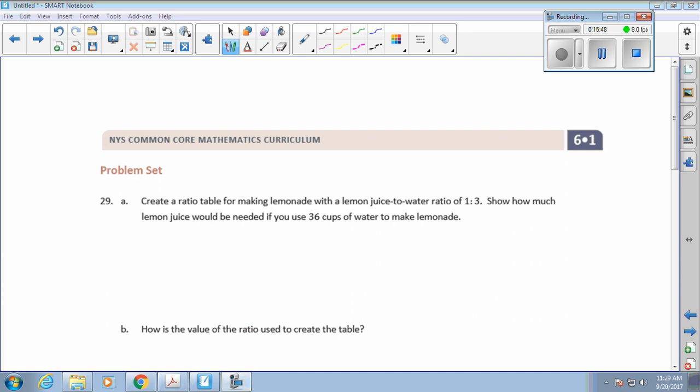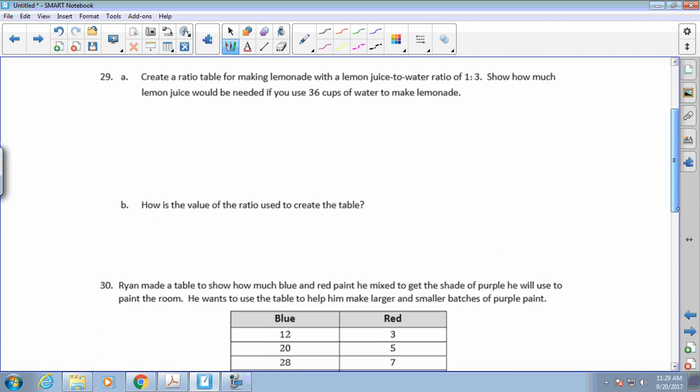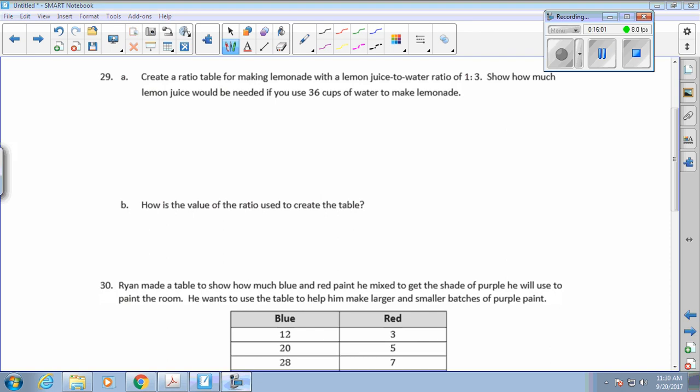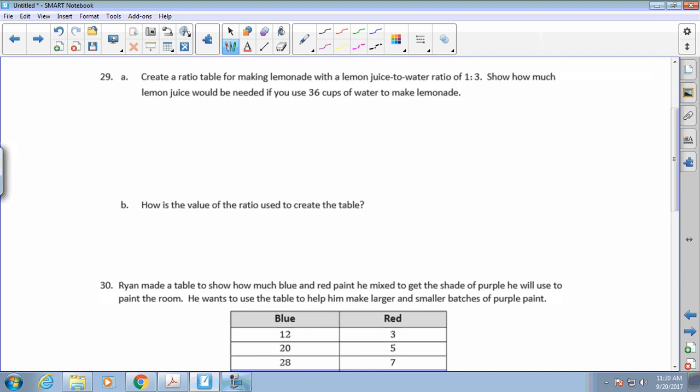All right. We are on page 26, so if everyone could make sure they're on that page, we are going to quickly go through this. We've already looked at it, but we'll go over it together. Okay. So let's create a ratio table for making lemonade with a lemon juice to water ratio of 1 to 3. So lemon juice is first, water second, 1 to 3. You need to show how much lemon juice would be needed if you use 36 cups of water.